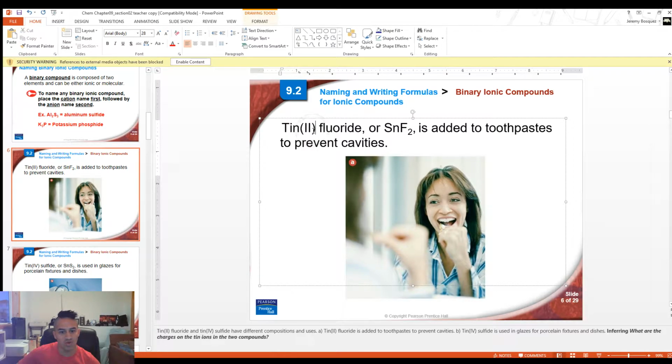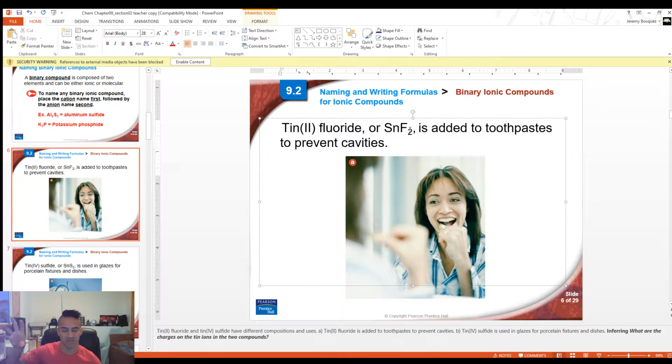Now this tin 2. Tin, remember, is a transition metal, so it has more than one charge, so it needs a Roman numeral. The Roman numeral here indicates that the charge on the tin is +2. We can see here that we have Sn, which is tin, and F for fluorine, which we call fluoride. So tin 2 fluoride is how we would name it.